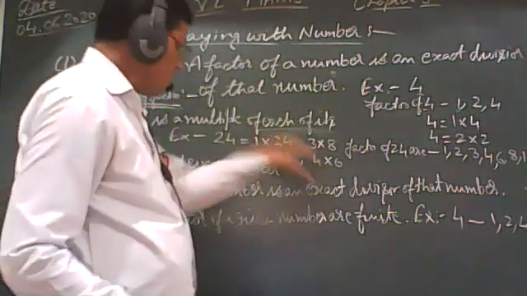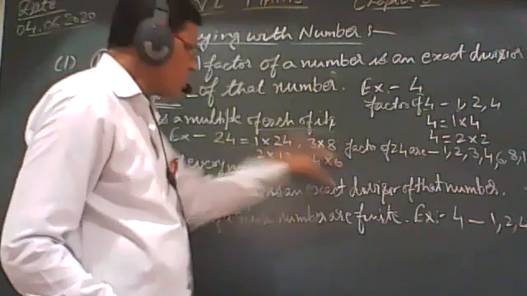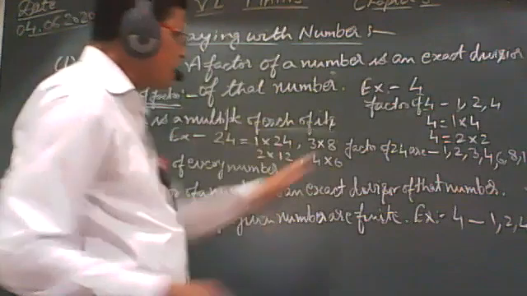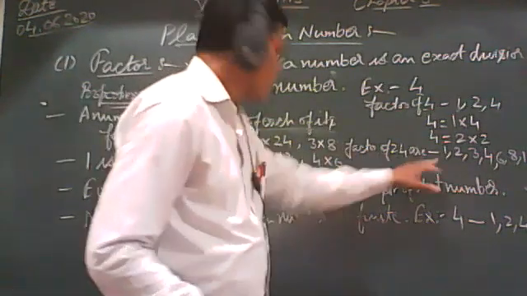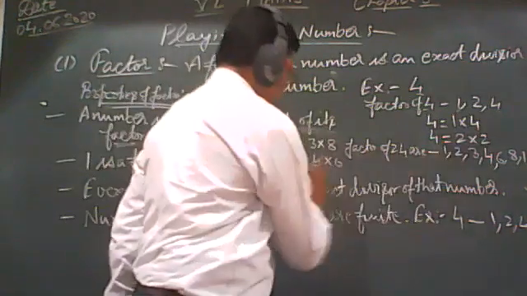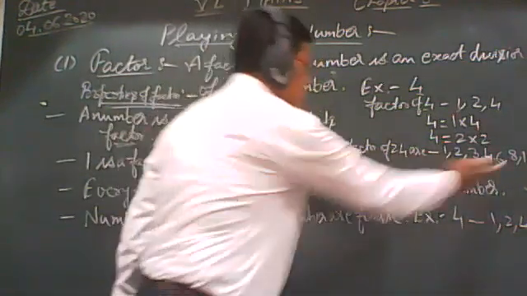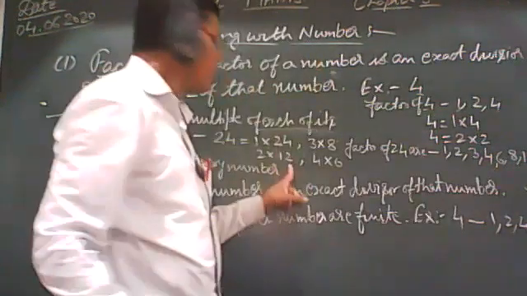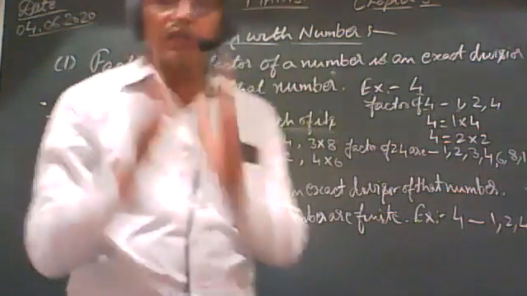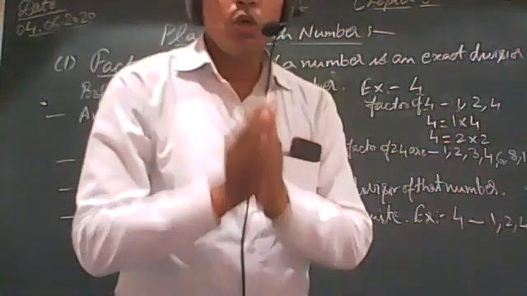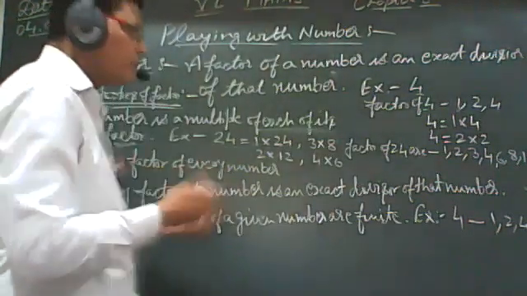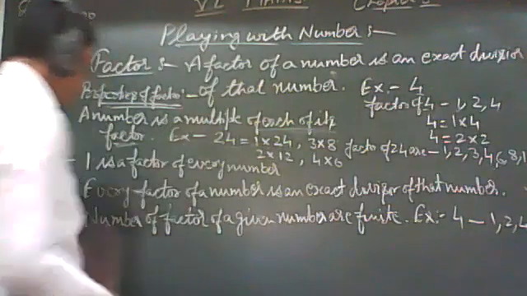Similarly, 3 is also exactly divisible, 8 also, 4 also, 6 also, and 12 also. Therefore, we write the factors of 24 are 1, 2, 3, 4, 6, 8, 12, and 24. Okay? That means if you find the factors of a number, you can also write it in the multiple form. If you write in the multiple form, they are the factors of the number.